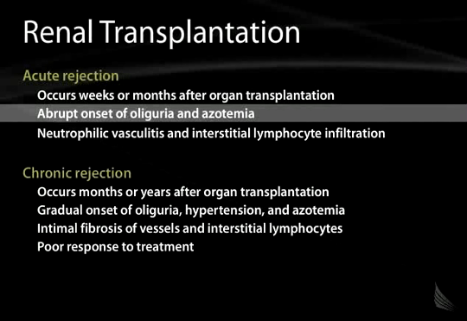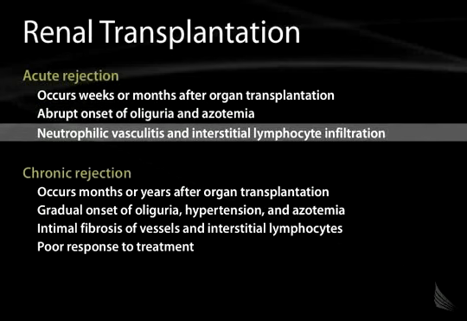The picture here histologically is similar to what one might see within hyperacute rejection. You will see a neutrophilic vasculitis, but here lymphocytes will begin to play a role as well, as you will see them begin to infiltrate the surrounding interstitium.